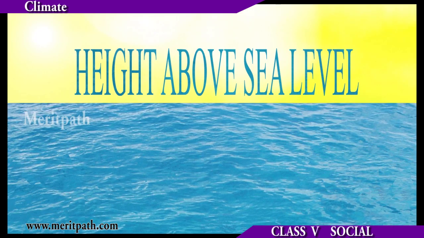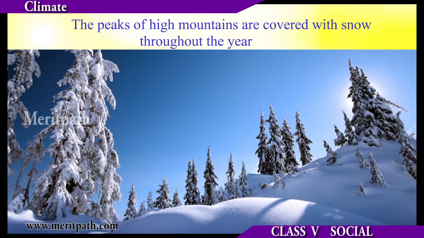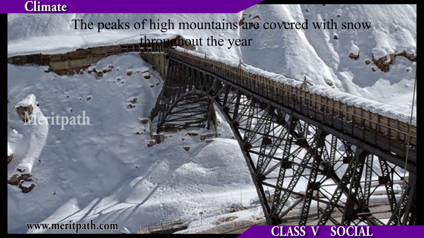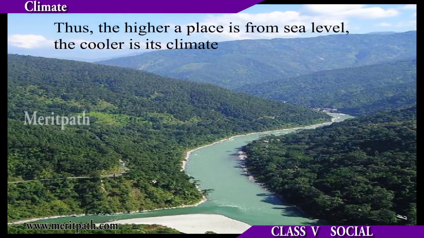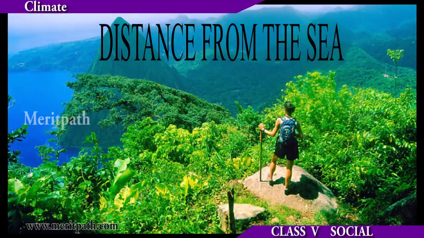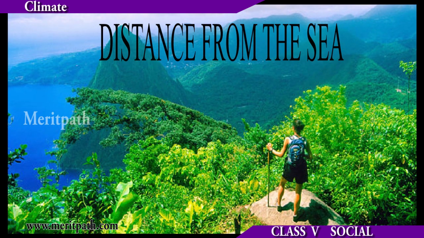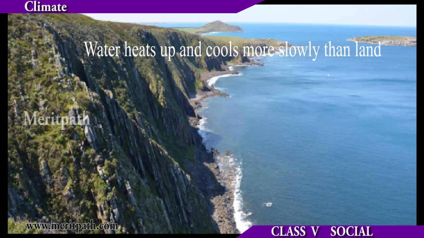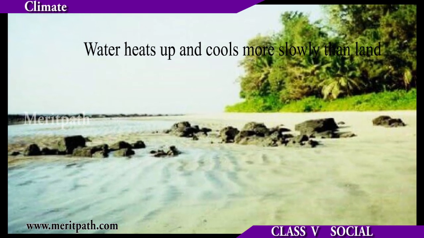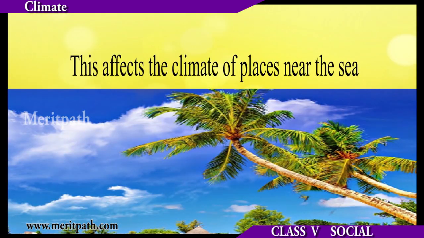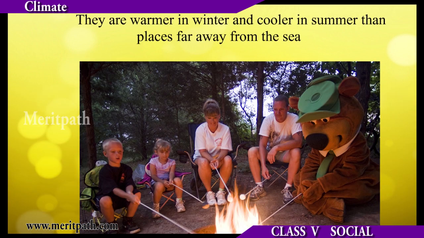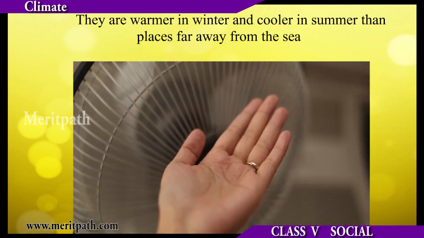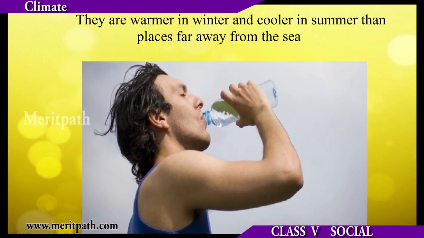Height above sea level. The peaks of high mountains are covered with snow throughout the year. Thus, the higher a place is from sea level, the cooler is its climate. Distance from the sea. Water heats up and cools more slowly than land. This affects the climate of places near the sea. They are warmer in winter and cooler in summer than places far away from the sea.